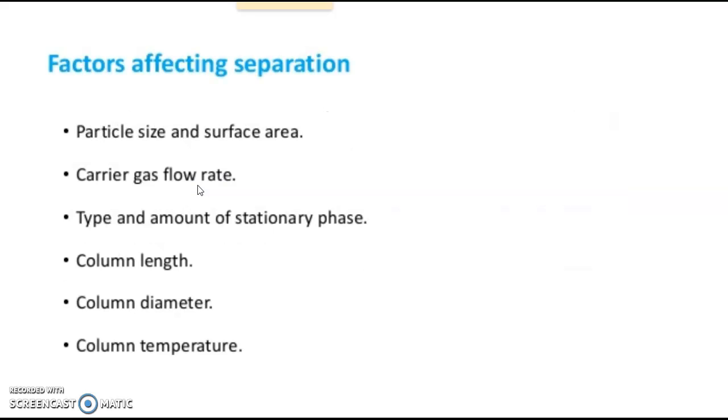Next one is the factors affecting the separation. Particle size and surface area. Based on the particle size, the elution capacity will alter. Carrier gas flow rate, type and amount of stationary phase, column length, column diameter, and the column temperature. These are the factors which affect the separation of a mixture.